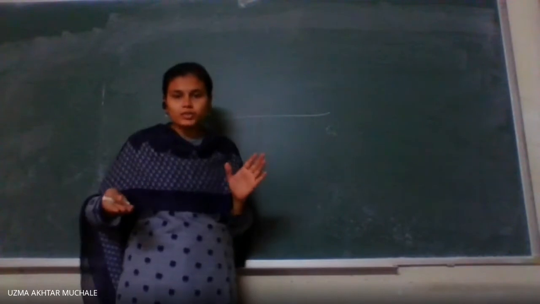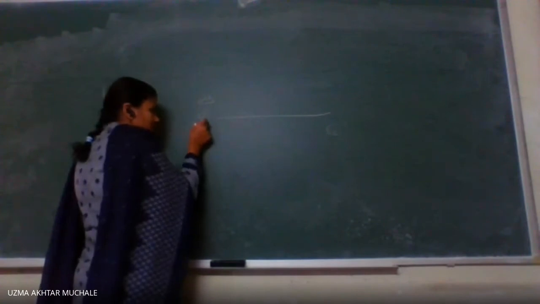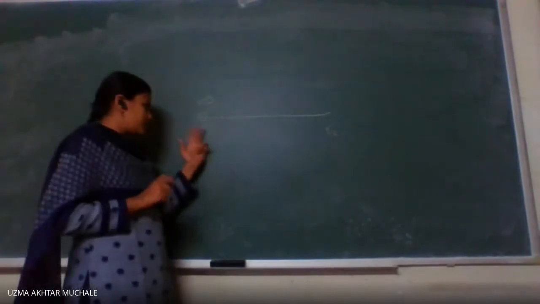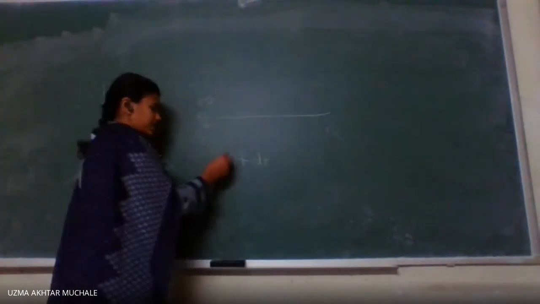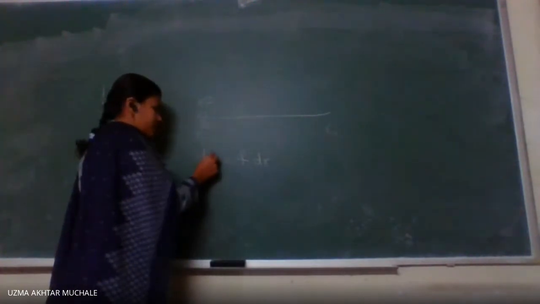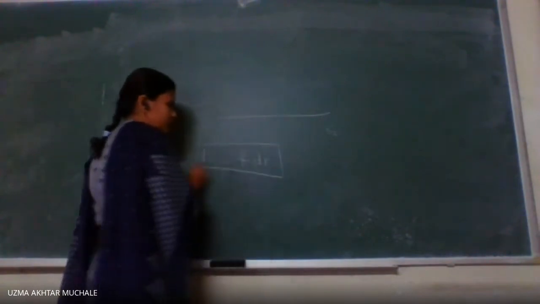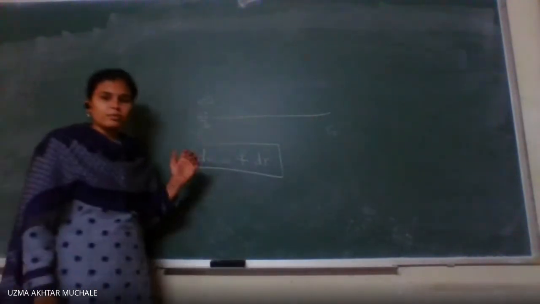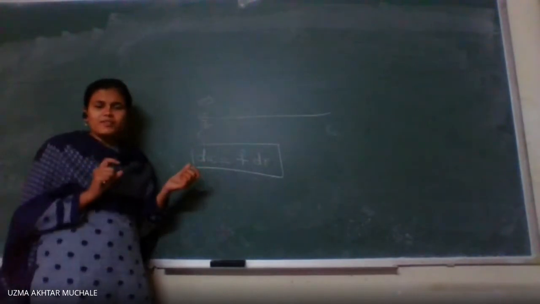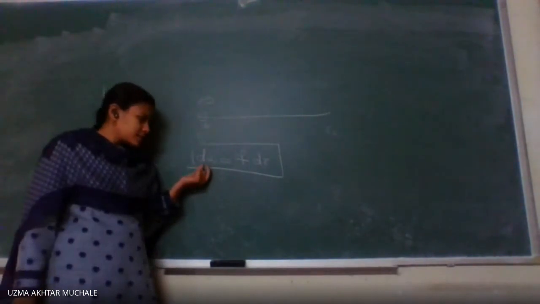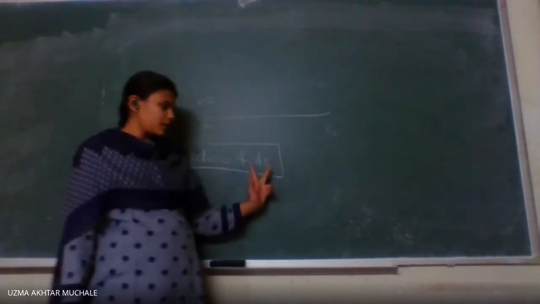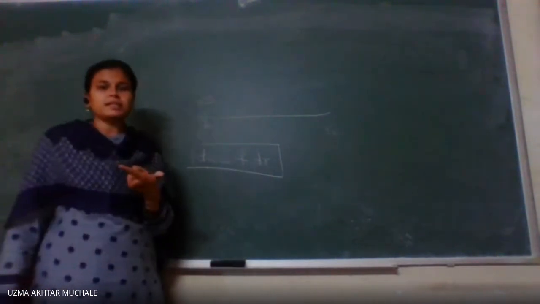What is our aim? We want to move the particle from position R1 to position R2. We cannot move directly, so we apply a very small force, and the small displacement we denote by dr. If I apply a force, then only there will be a small displacement. For the small displacement, we have a small work done: dW is equal to F into dr. So the infinitesimal work done is given by force into infinitesimal displacement.